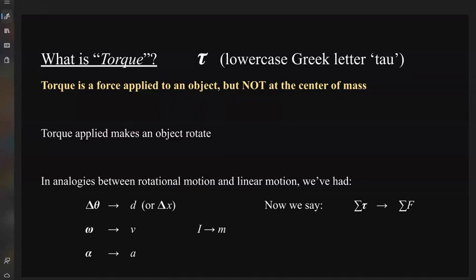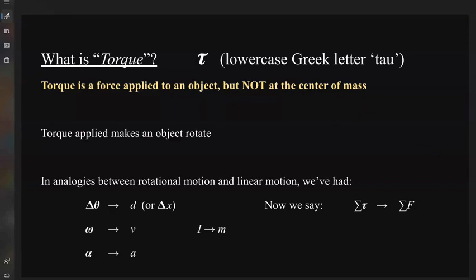Now, when you write this letter, I will write it as just one kind of wiggly line, kind of like you're about to draw a pi, but it's just one. It's kind of like a lowercase t, but with a kind of wiggly, squiggly top. So that's tau, is how we say that, or torque.